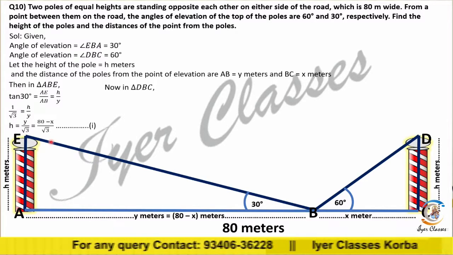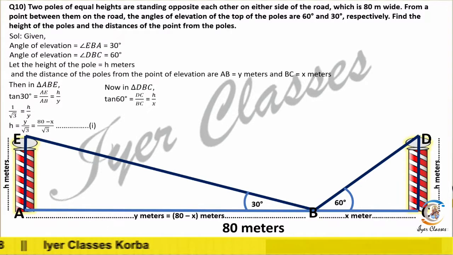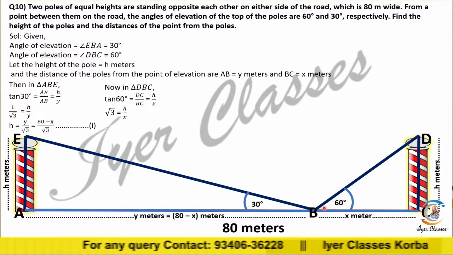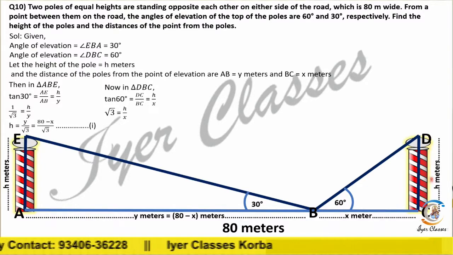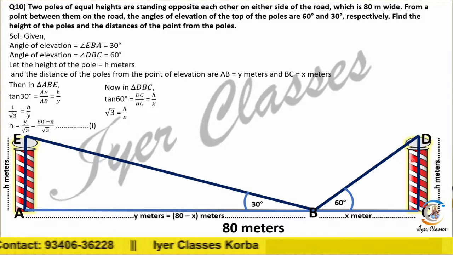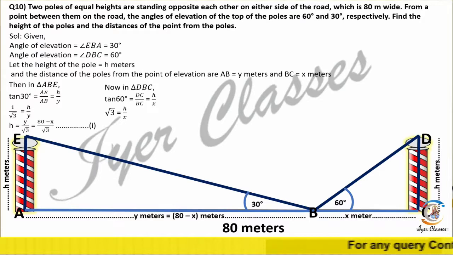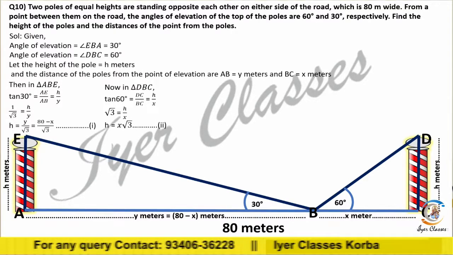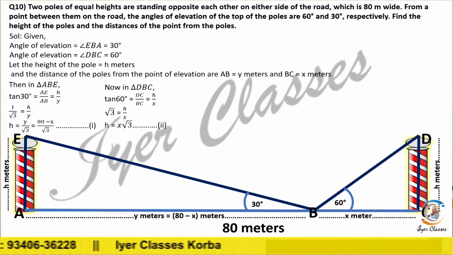Next, we are supposed to consider the next triangle, triangle DBC. This is the triangle. In this, the angle of elevation is equal to 60 degrees. So, in this triangle, you can see DC is the perpendicular and BC is the base. Tan theta is equal to perpendicular by base, that is h by x. So, tan 60, we know, is equal to how much? It is root 3. So, root 3 is equal to h by x, and from this you can simplify it. h is equal to root 3 times x, which is marked as equation number 2.